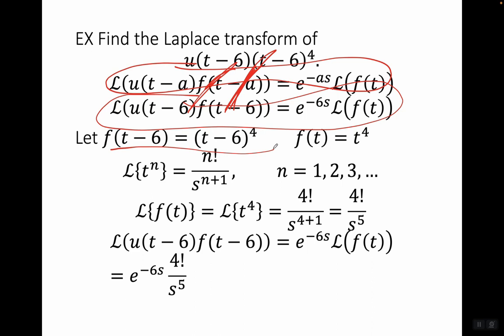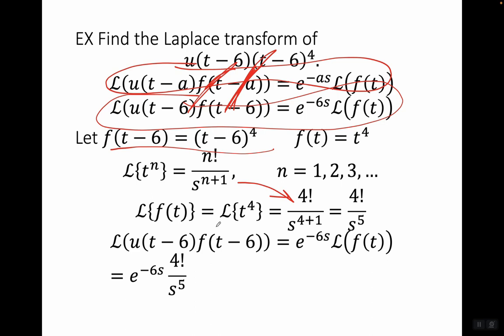We know how to find the Laplace transform of t to the 4th. The Laplace transform of t to the n is n factorial over s to the n plus 1. So the Laplace transform of f of t, in other words the Laplace transform of t to the 4th, is going to be 4 factorial over s to the 4th plus 1. In other words, 4 factorial over s to the 5th.